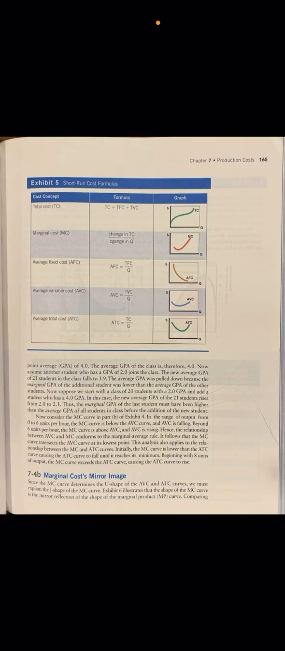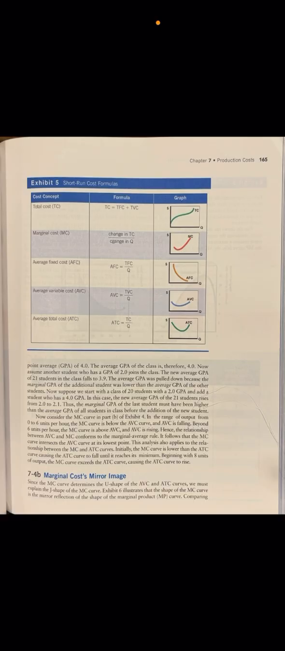Now, suppose we start with a class of 20 students who have a 2.0 GPA and add a student who has a 4.0 GPA. In this case, the new average GPA of the 21 students rises from 2 to 2.1. Thus, the marginal GPA of the last student must have been higher than the average GPA of all students in the class before the addition of the new student.